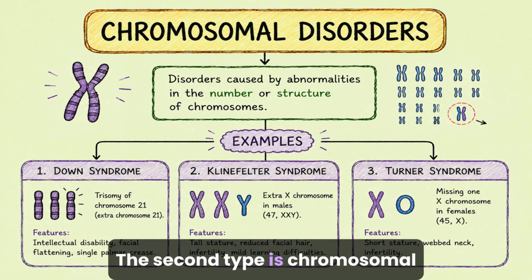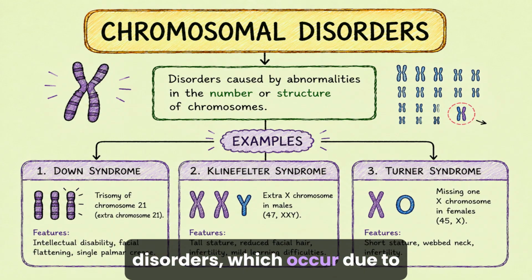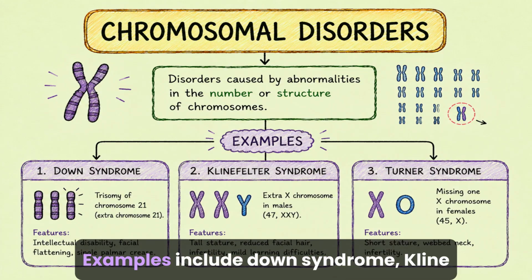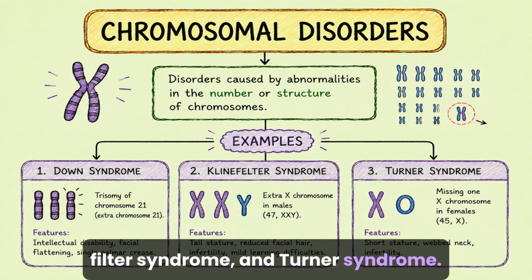The second type is chromosomal disorders, which occur due to abnormalities in the number or structure of chromosomes. Examples include Down syndrome, Klinefelter syndrome, and Turner syndrome.